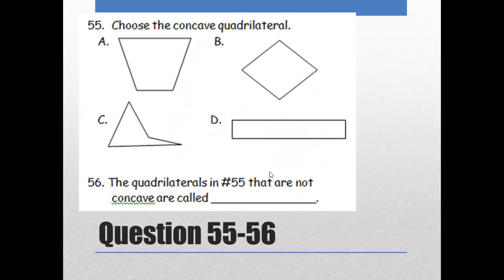Oh, okay, almost there. A couple more questions. Choose the concave quadrilateral. Well, concave means it goes in like a cave. So it's going to be C. And everything we deal with in our class is convex. So concave means go in like a cave, and the stuff that we're used to seeing is all convex, like A, B, and D.